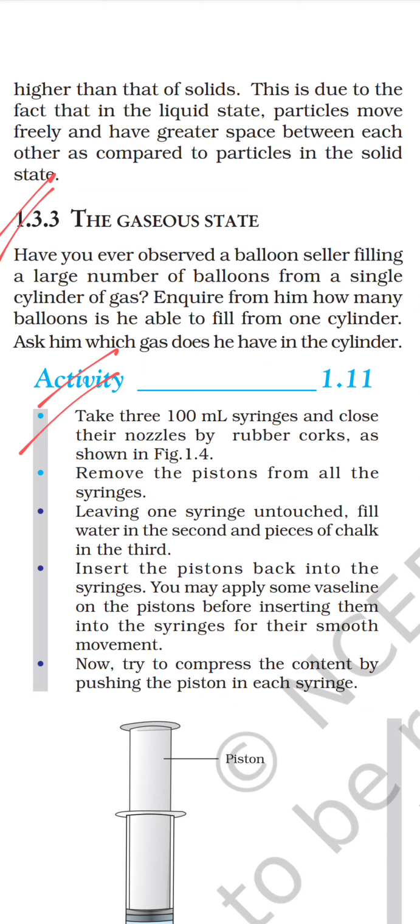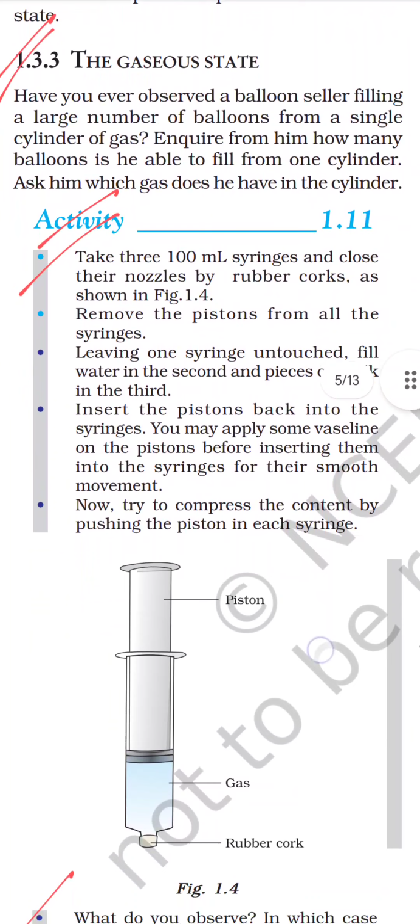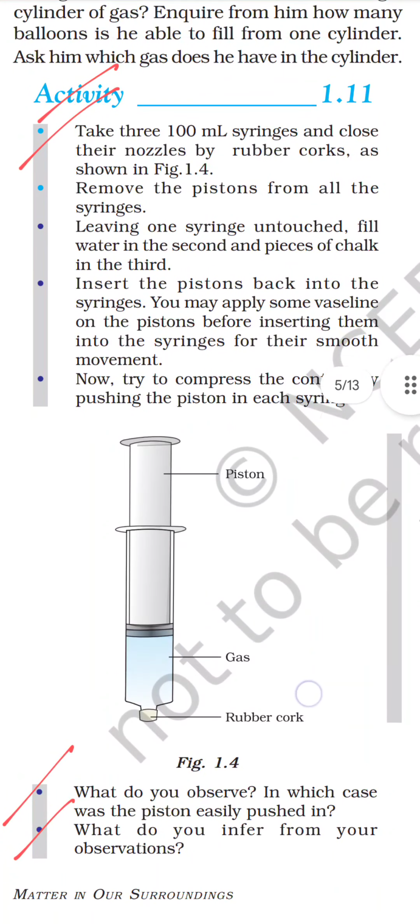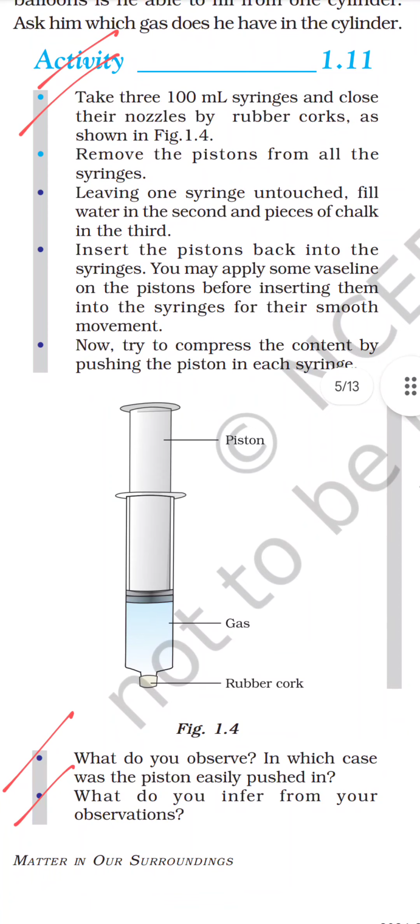Now, try to compress the contents by pushing the piston in each syringe. What do you observe? In which case was the piston easily pushed in? What do you infer from your observation? Let's see.